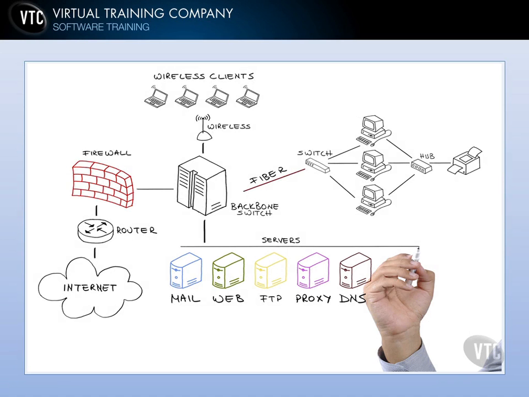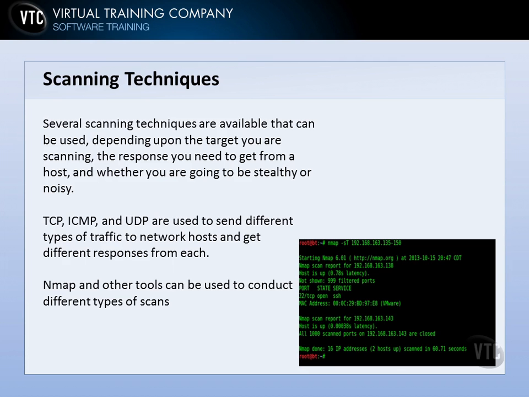The next thing we're going to talk about are the types of scans and different scanning techniques we can use to look on a network and map it out and get ports, services, protocols, banners, and so forth with it. Now, there's several scanning techniques that are available to you, and really which one you use depends upon a few things.